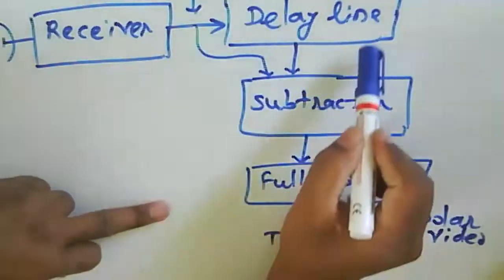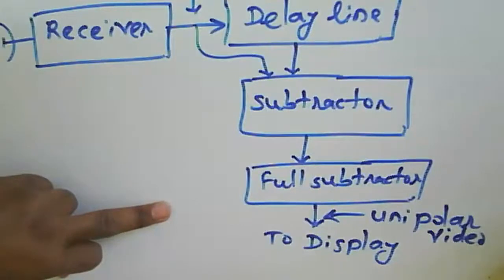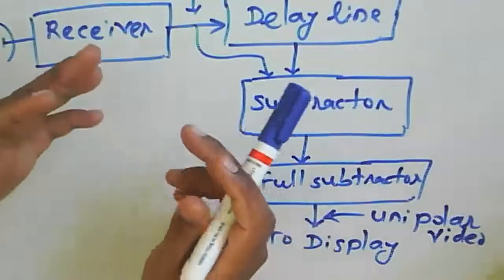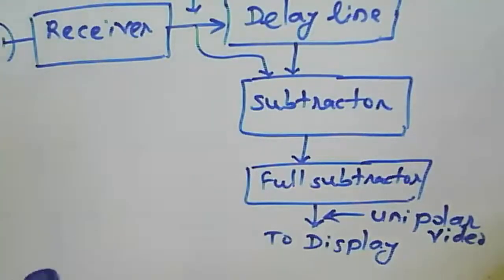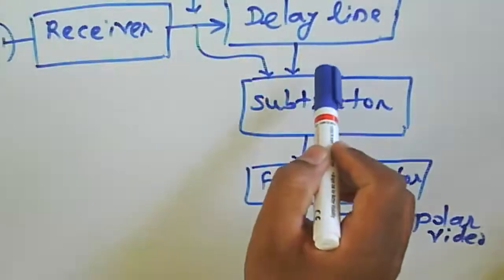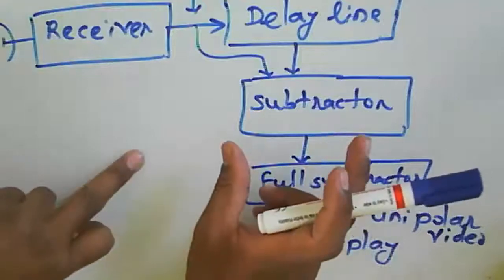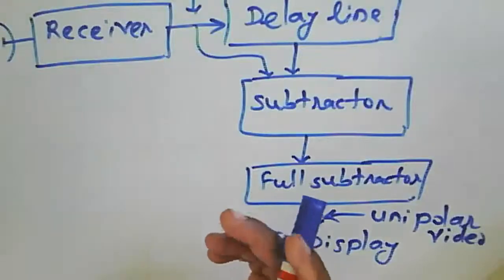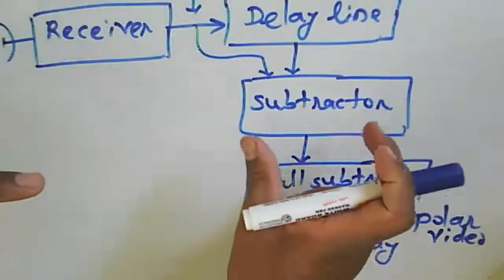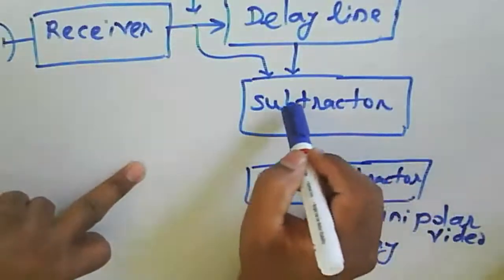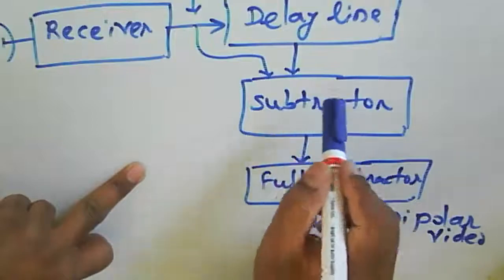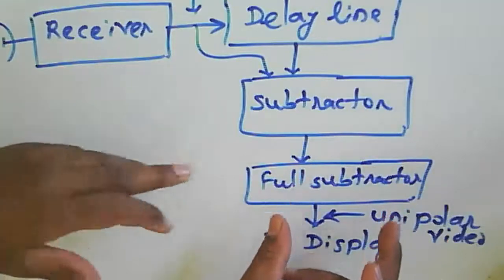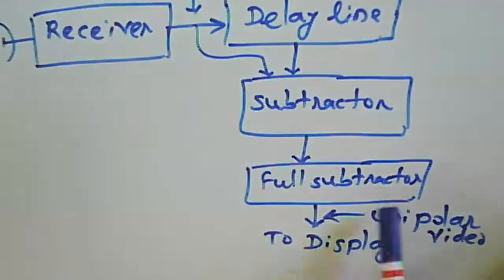Now what is the role of this particular delay line here? Your signal will be divided into two components: one is the video through the delay, and the other is the direct video. That input is given to the subtractor, and these two channels are subtracted. The output of that subtractor, whatever input we are providing, is a bipolar video.